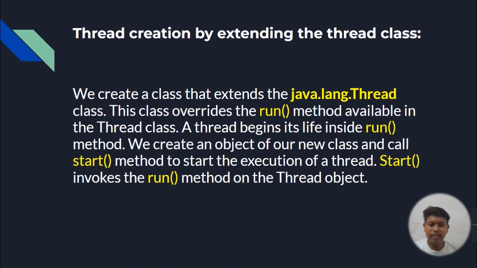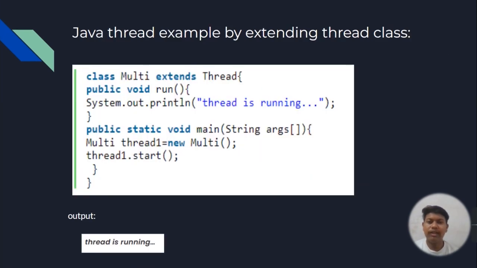A thread begins its life inside the run method. We create an object of our new class and call the start method to start the execution of a thread. Start invokes the run method on the thread object. Java thread example by extending the Thread class. This is the example of extending the Thread class, and here is the output.